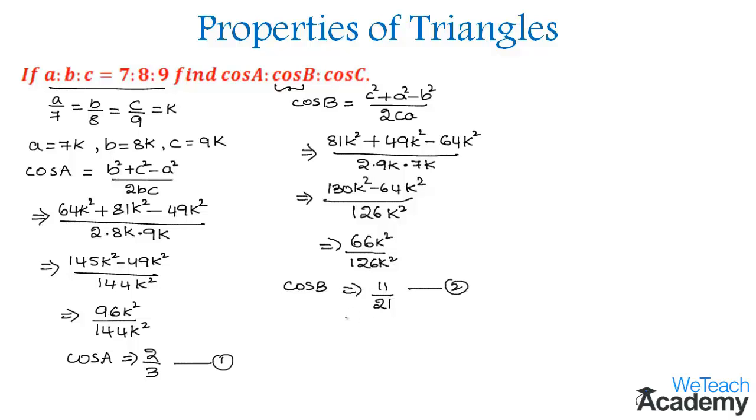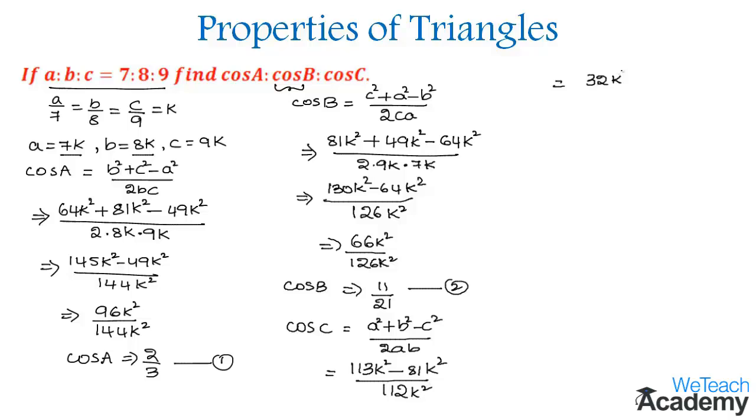The next angle is C. Let us find the value of cos C using the formula (a² + b² - c²) divided by 2ab. By adding a² plus b² we get 113k², minus the value of c², which is 81k², divided by 2 into 7k into 8k, which becomes 112k². By subtracting we get 32k² divided by 112k², and this value is equal to 2/7, which is the value of cos C. Let us name this equation 3.